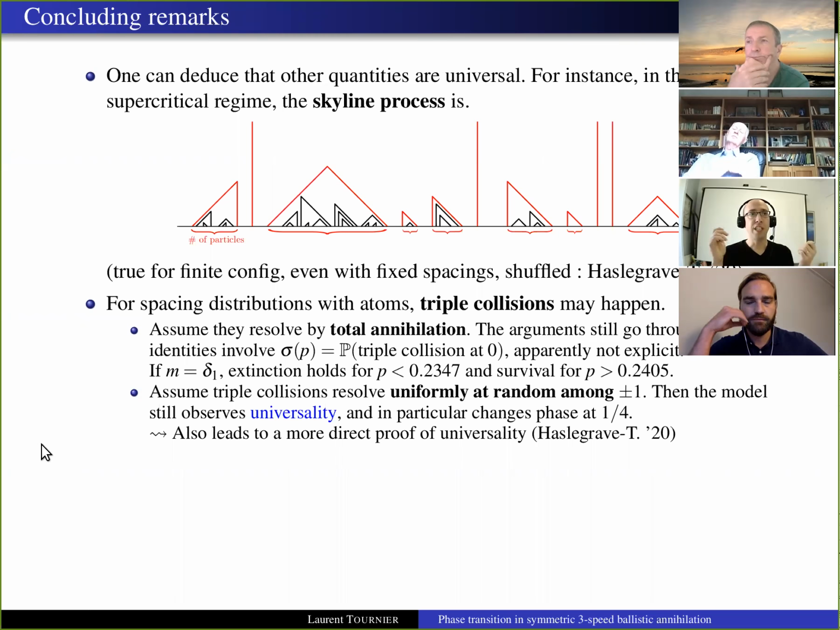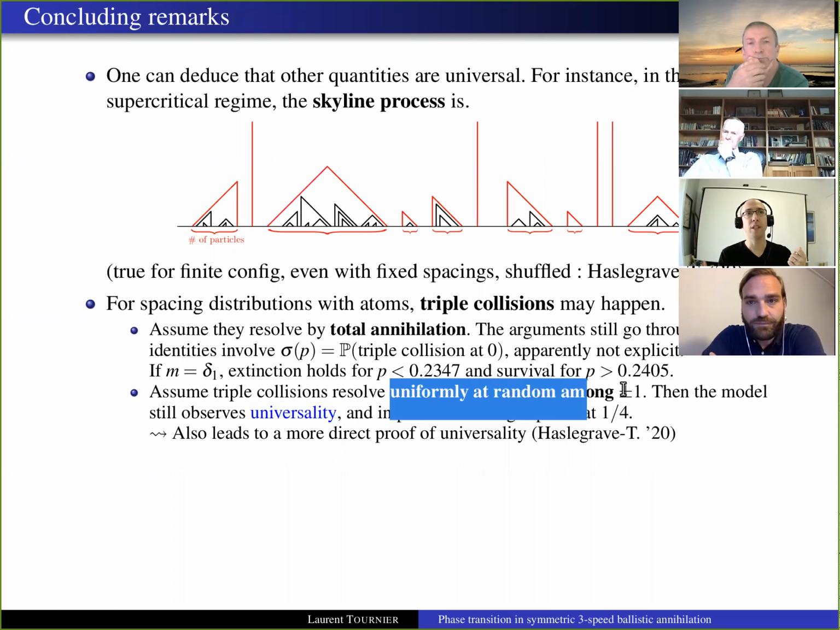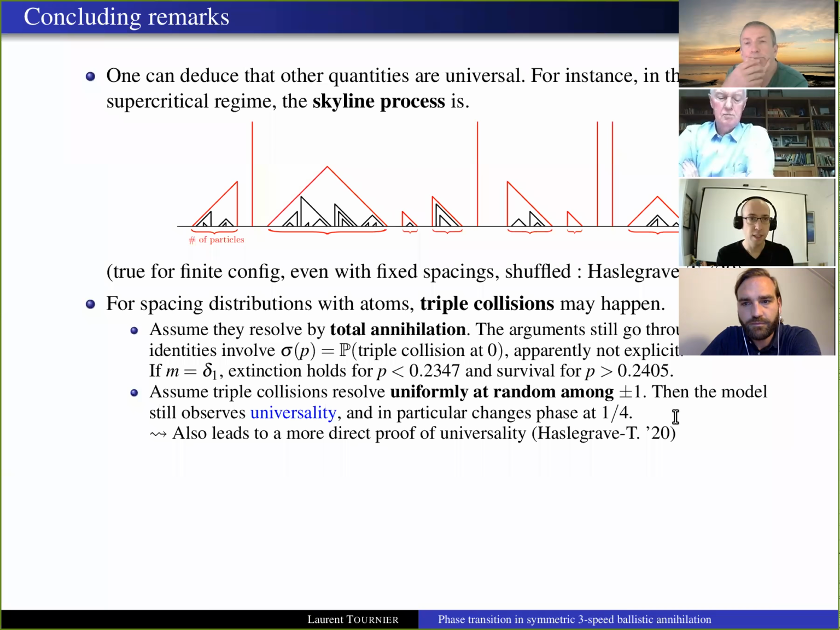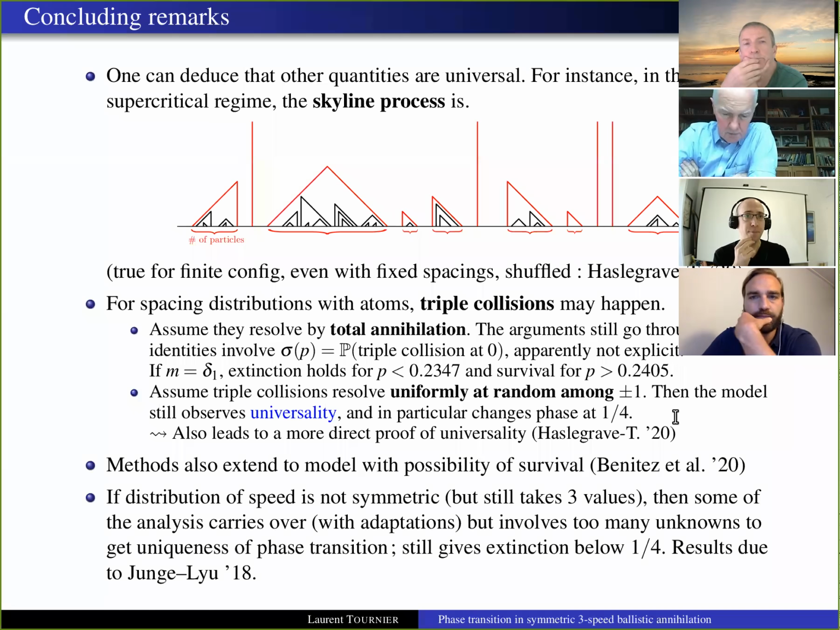If you make a local change, it doesn't change anything, but along the path from one distribution to the other, you have to go through situations where you will have triple collisions. Because you can handle these triple collisions as well by this choice, choosing that you resolve uniformly at random, then you can indeed show that the behavior, for example the law of the skyline, doesn't change when you switch from one distribution to the other. So you can find a path along which the distribution stays the same when you deform one distribution to the other. So this is one way to have a better understanding of the universality.